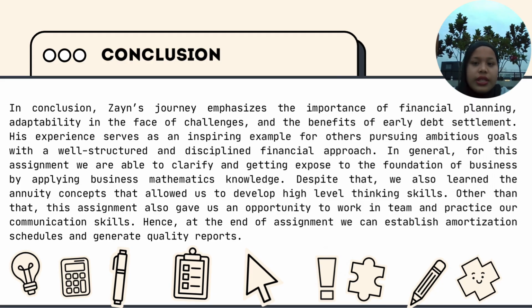In general, for this assignment, we are able to clarify and get exposed to the foundation of business by applying business mathematics knowledge. Besides that, we also learned the annuity concept that allows us to develop high-level thinking skills. Other than that, this assignment also gave us an opportunity to work in a team and practice our communication skills. Hence, at the end of the assignment, we can establish an amortization schedule and generate a quality report.